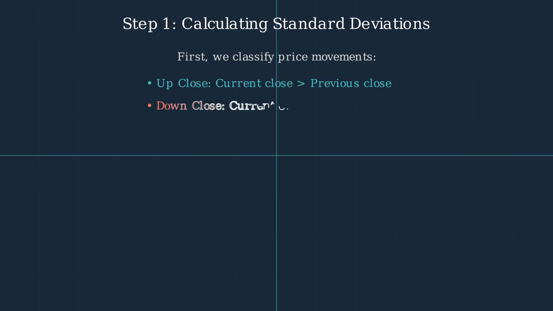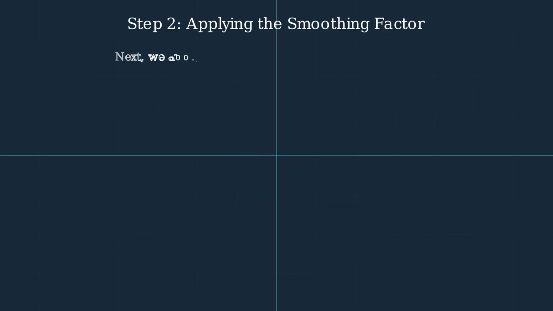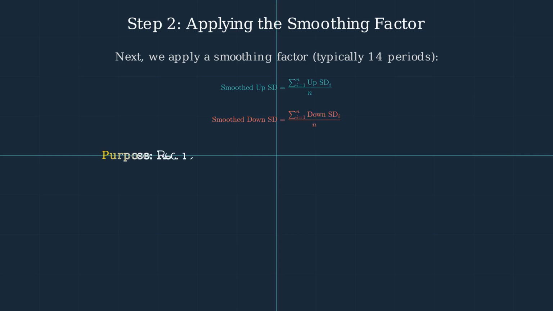Step 1 involves calculating standard deviations of up and down price movements over a specific period, typically 10 days. We calculate the standard deviation separately for up closes and down closes. This measures the volatility in both upward and downward price movements. Step 2 involves applying a smoothing factor, typically over 14 periods, to both the up and down standard deviations.